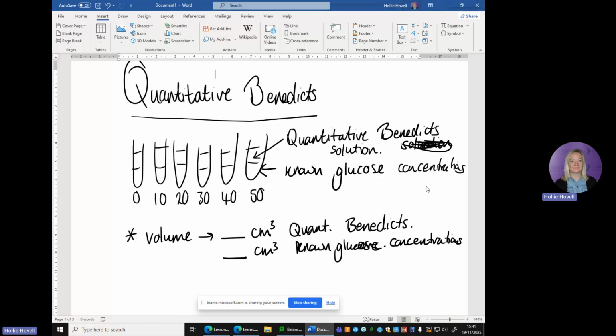So we used pipettes, didn't we? For the Benedict's, we used a graduated pipette. And for the known glucose concentrations, we used something called a Pasteur pipette. That's the squeezy one. So that's how we controlled the volume of the liquids that we were adding.